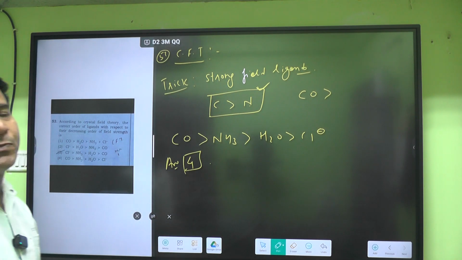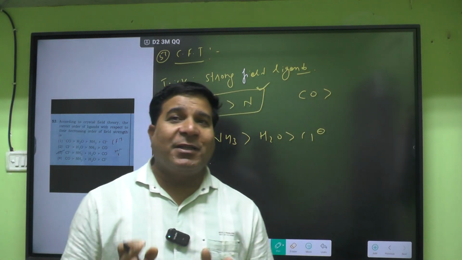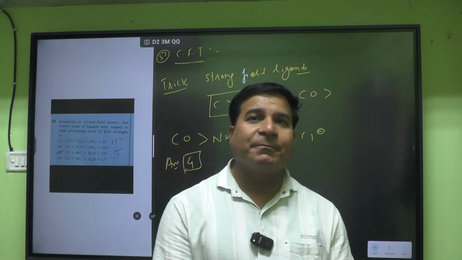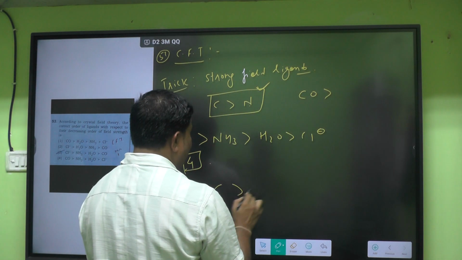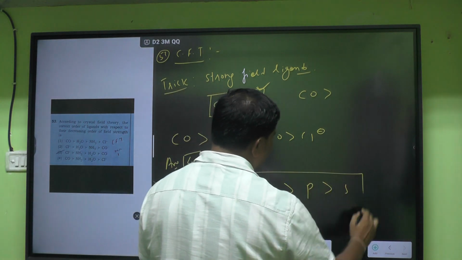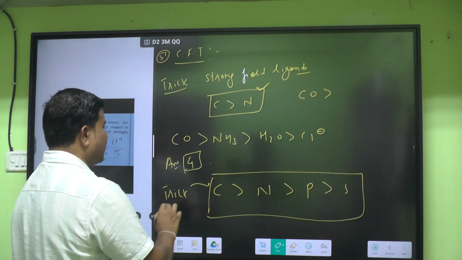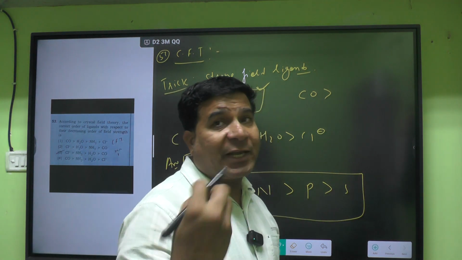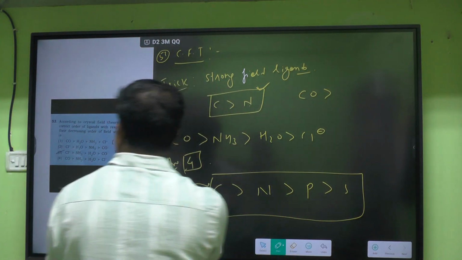So remember, according to the spectrochemical series, if the donating side is carbon, it is the strongest ligand, then nitrogen, then phosphorus, then sulfur. Remember this trick to memorize strong field ligands. Oxygen and halogen are weakest. Halogen is the weakest ligand, that's why halogen is last. Now the next question we discuss, 54.